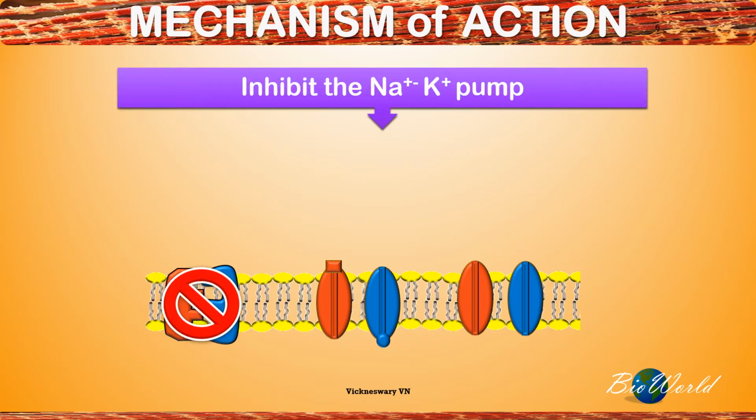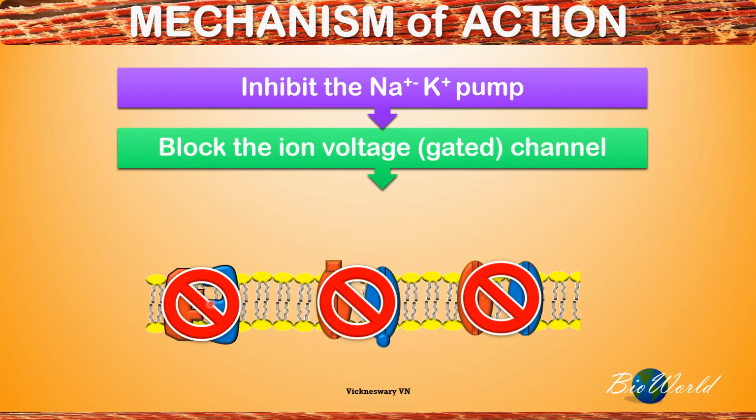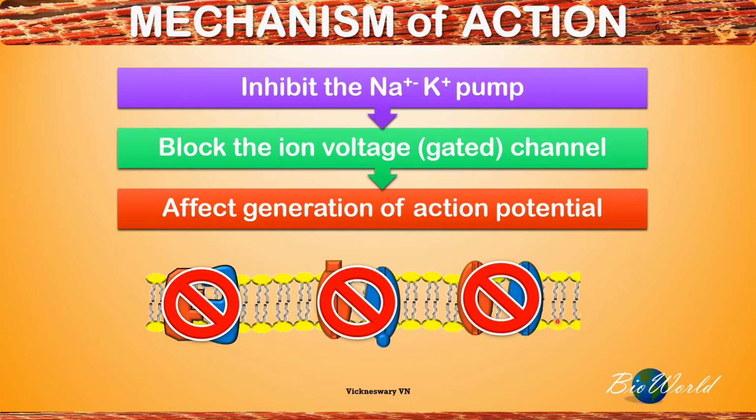At the axon, the drug can either inhibit the sodium-potassium pumps or block the voltage channels, either the gated channels or the non-gated channels. In this way, the generation of an action potential is prevented. So most of the time, the drug that disrupts impulse transmission at the axon will be a depressant.